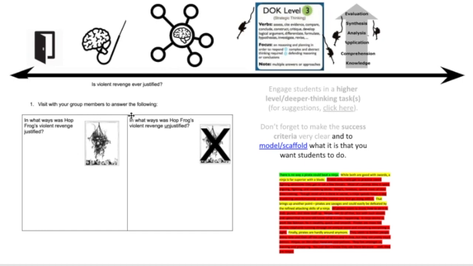They might visit with their group members to answer the following. In what ways was Hop Frog's violent revenge justified? In what ways was it not justified?